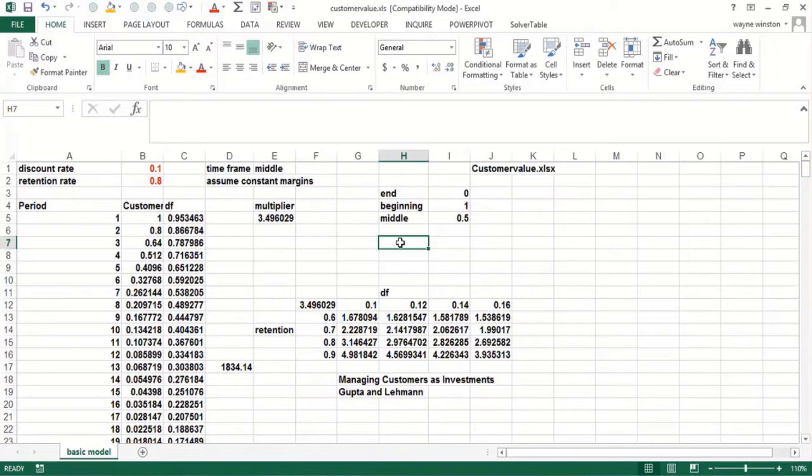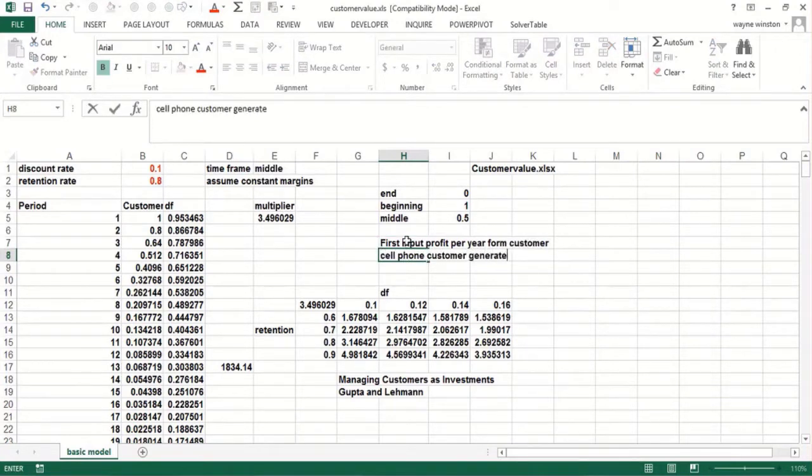Okay, so our model is based on a really nice book, Managing Customers as Investments by Gupta and Lehmann. Our file is going to be CUSTOMERVALUE.xlsx. The two main inputs to determine the value of a customer, well actually there's three. The first input is profit per year from the customer. So maybe a cell phone customer generates $100 of profit per year.